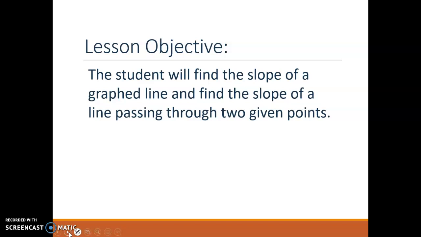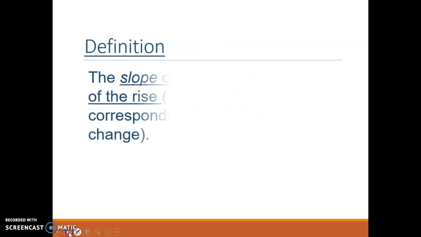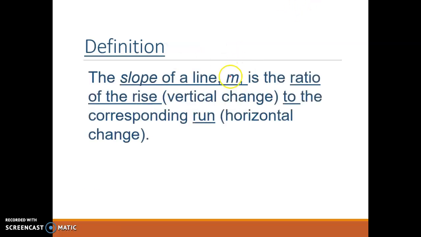The student will find the slope of a graphed line and find the slope of a line passing through 2 given points in today's lesson. So first, you're going to find the slope from a graph, and then you're going to find the slope without a graph, using just 2 given pieces of information, 2 points. The slope of a line, which is represented with the letter M in mathematical equations, is the ratio of the rise, the vertical change, to the corresponding run, horizontal change. Slope can be positive, it can be negative, it can be undefined, or it can be 0.